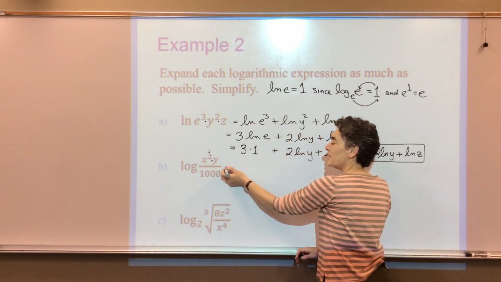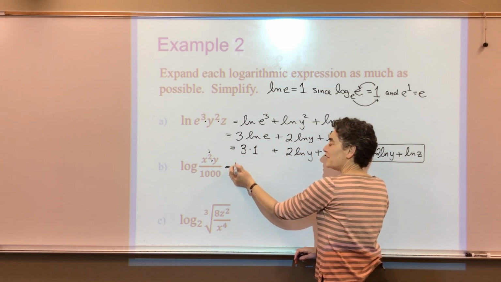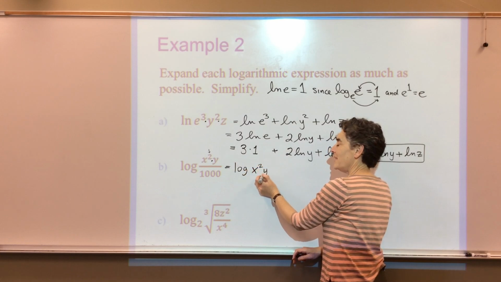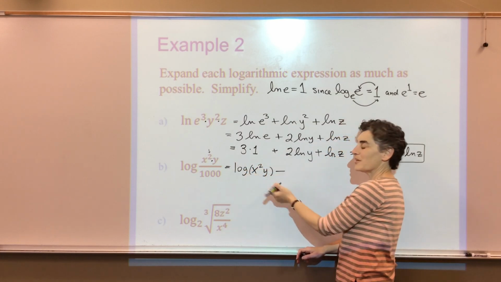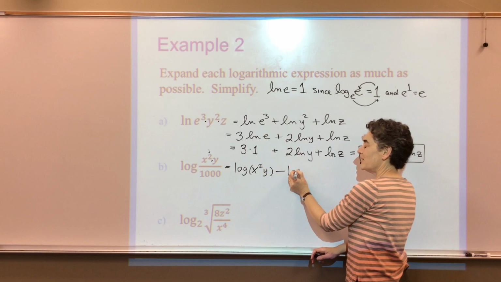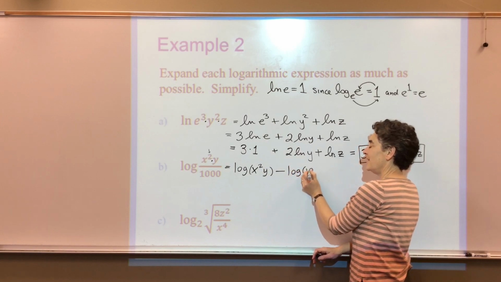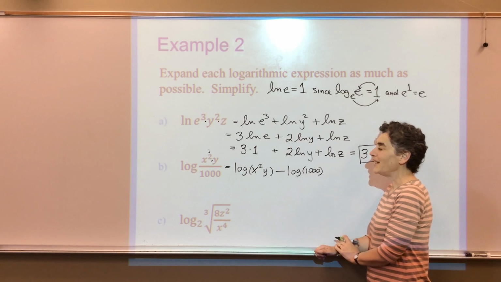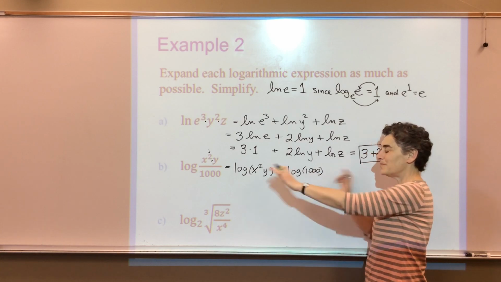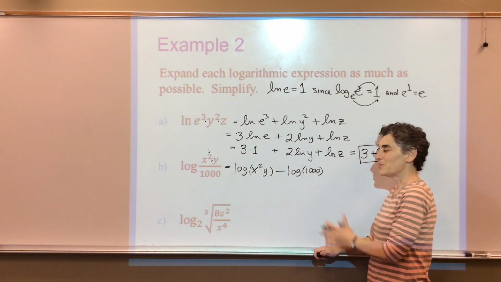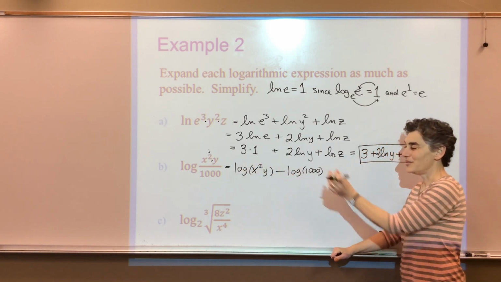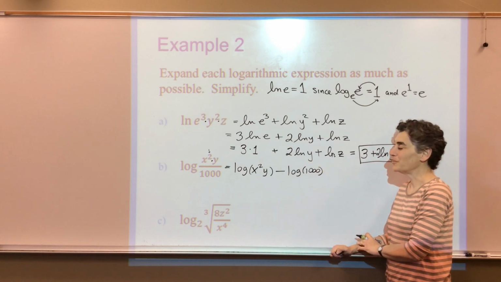Separating the numerator from the denominator, we'll have log of the numerator, x squared y, minus, because of the quotient rule, log of the number 1000. Okay, so we've used the quotient rule so far. I don't want to busy this up too much by writing the names of the rules, but anytime you're doing subtraction, that indicates you changed a division into subtraction, the quotient rule. Let's see if we can break that down further.